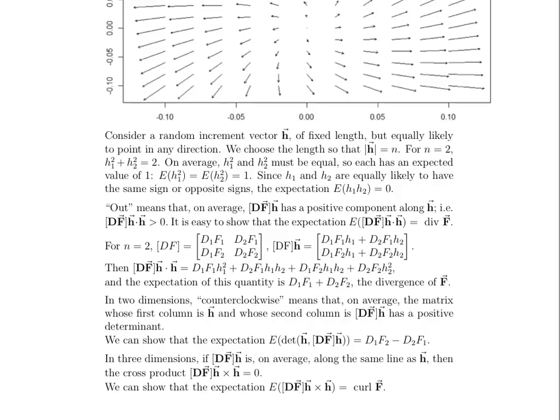Well, in 3 dimensions, and we actually do that in the R script, so please also check that out. In 3 dimensions, if df acting on h is on average along the same line as h, then the cross product is going to be equal to 0. And so we can show that the expectation of df acting on h crossed with h is going to be equal to the curl of f using these 2 properties. Very similarly to how we showed that the expectation of the dot product was equal to the divergence of f. It's quite interesting, in fact. But again, we actually sort of do an approximation of the expectation using 10,000 randomly generated increment vectors h in the R script, and I really encourage you to work through that and run it on your own computer. It's pretty fun.